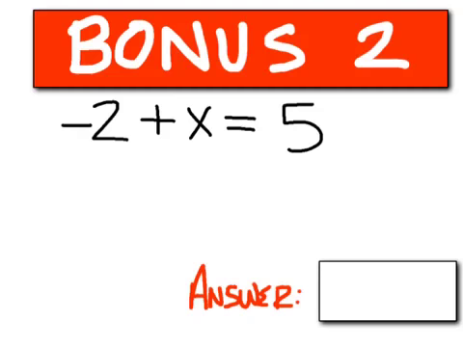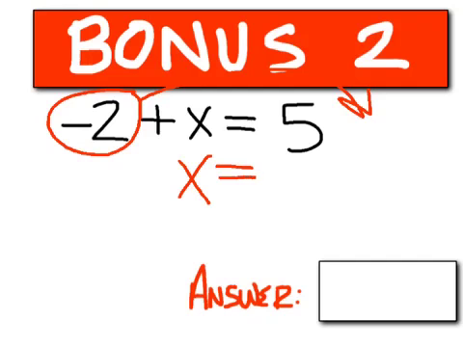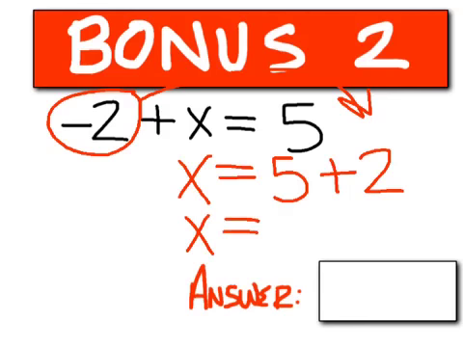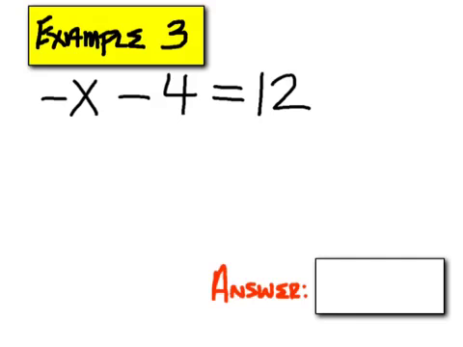Next bonus problem. Okay, remember when we're doing these, x is positive, so we leave it. We need to move this negative 2 to the other side. When we move the negative 2 to the other side, what does it become? Right. Anytime we move it, it's going to switch its sign. 5 plus 2 is 7, so your answer should have been 7.